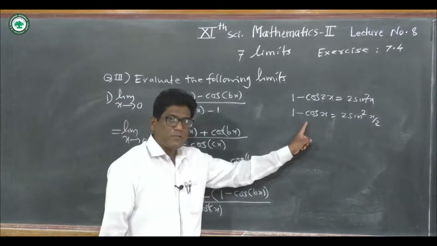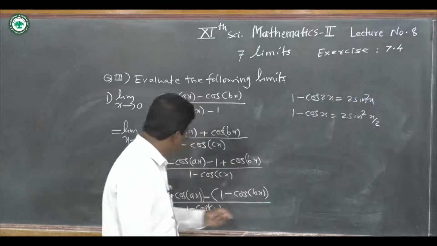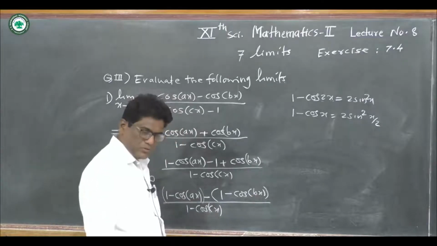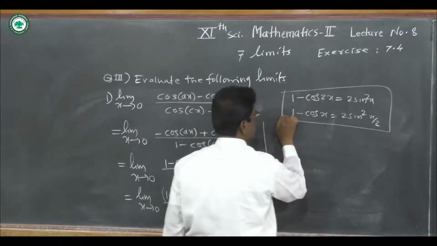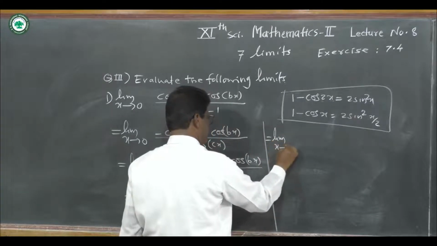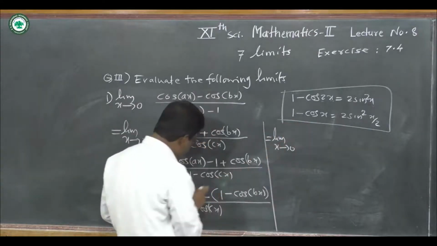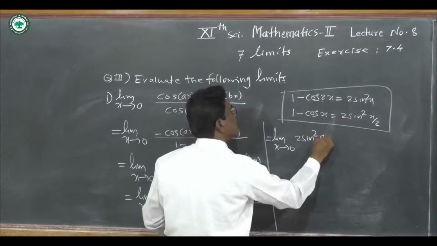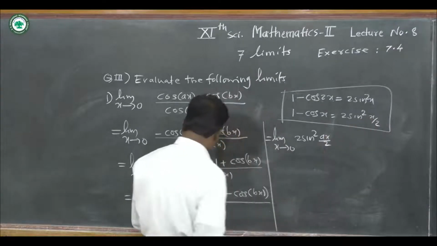Okay, here formula is 1 minus cos x is equal to 2 times sin square x by 2. Replace only x by here ax, here bx, and here cx. So we get, it is equal to limit x tends to 0, 1 minus cos of x. Instead of x we take ax. So it is 2 times sin square ax divided by 2. We replace this x by ax, so ax divided by 2.